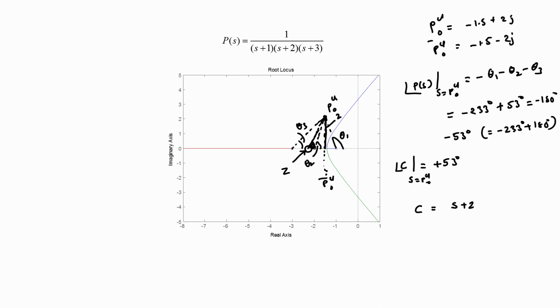So, I can use trigonometry once again to determine this, and I know that the shaded angle has to be plus 53 degrees. So, I can determine the location of Z from trigonometry, and I get that location to be essentially equal to Z is 3 units. So, Z should be placed at S is equal to minus 3.